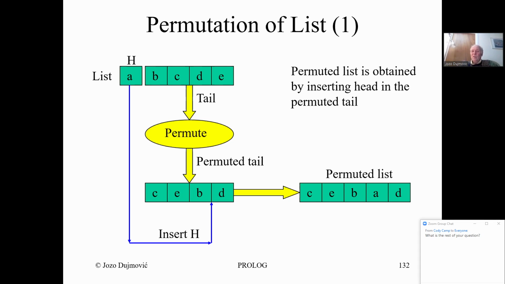So this is what we use in this program. And the program is first presented in graphical form. So if I have a list, I have to decompose the list into head and tail. Head is A, B, C, D, E is the tail. Then I'm going to permute that tail. And we get the permuted tail, which is, for example, C, E, B, D. And then I'm going to insert the head in the permuted tail. And after that, I get the permuted list. So the permuted list is obtained by inserting the head in the permuted tail.